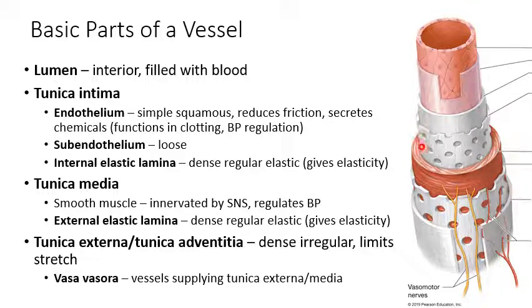And then you get into the tunica media with its smooth muscle layer. You can see the sympathetic nervous system axons coming in to innervate that so it can constrict. Then superficial to that in the tunica media, you have the external elastic lamina. And on top of everything, you have the tunica adventitia or tunica externa of dense irregular connective tissue. And then you can see the vasa vasora vessels coming in, penetrating the tunica externa, supplying it with blood, but also going underneath it to supply the tunica media as well.